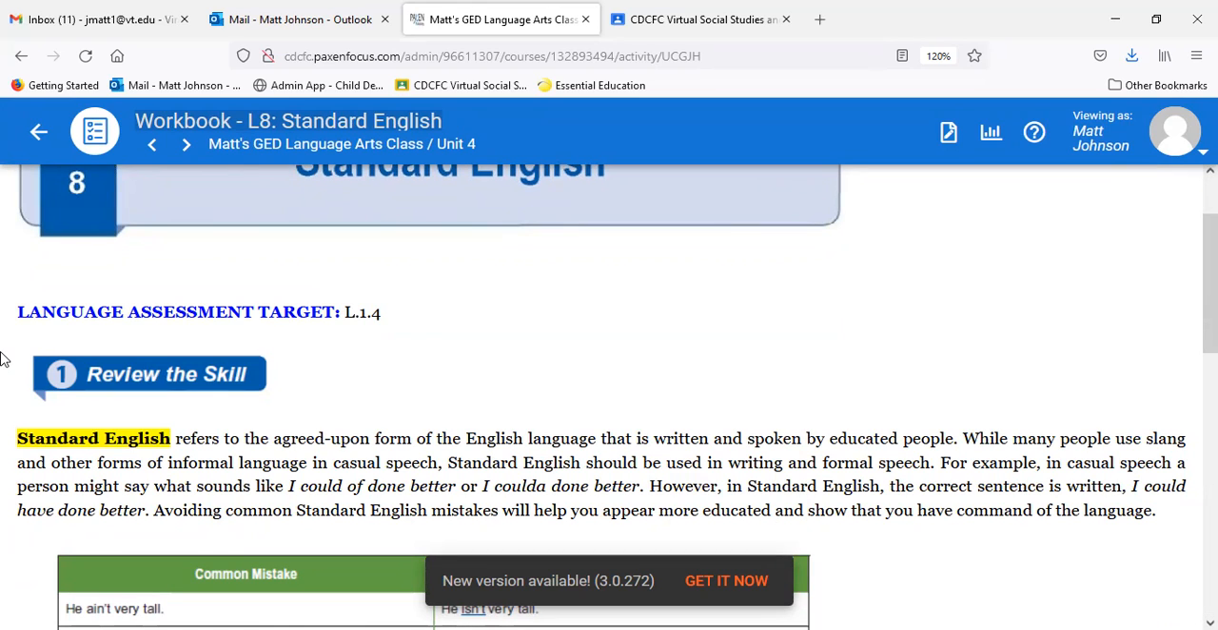Is it too verbose? Standard English refers to the agreed upon form of the English language that is written and spoken by educated people. While many people use slang and other forms of informal language and casual speech, and let's be frank here, most people do, standard English should be used in writing and formal speech. For example, in casual speech, a person might say what sounds like, I could of done better. However, in standard English, basically when you are writing it, the correct sentence is written, I could have done better. Avoiding common standard English mistakes will help you appear more educated and show that you have command of the language.